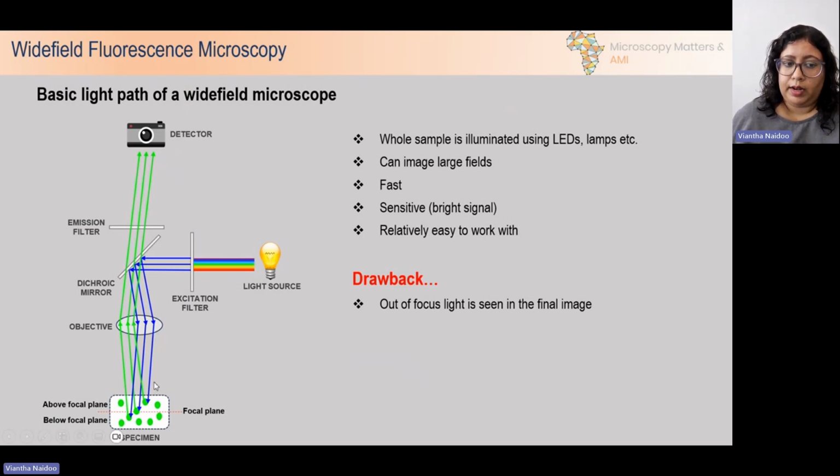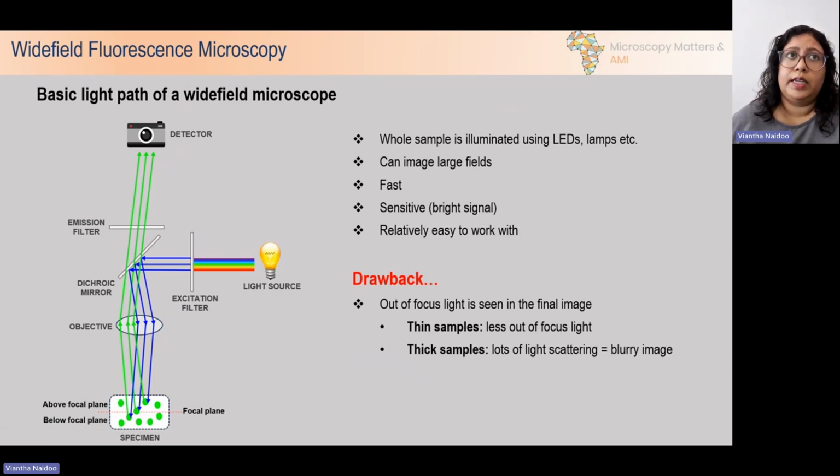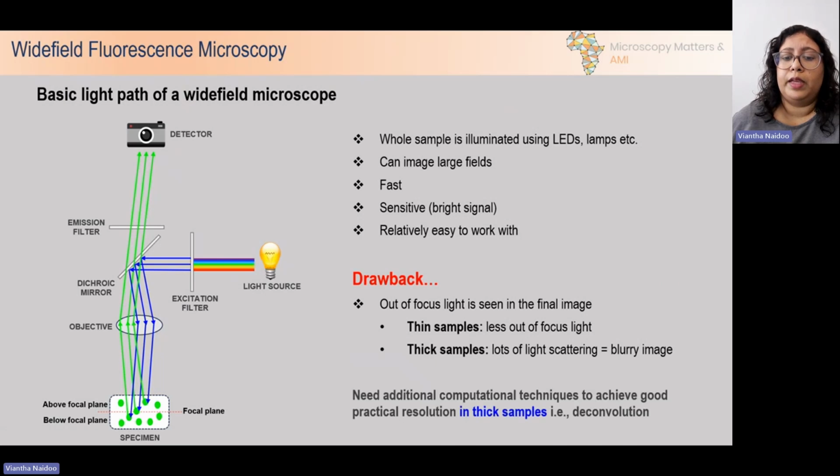image. Remember, light emitted from molecules above the focal plane and below the focal plane are going to the detector. So for thin samples, there'll be less out of focus light, but for thick samples, you'll get lots of light scattering, which can lead to a blurry image. So in order to better see the structures in such images, you will need additional computational techniques. And that would mean deconvolution.